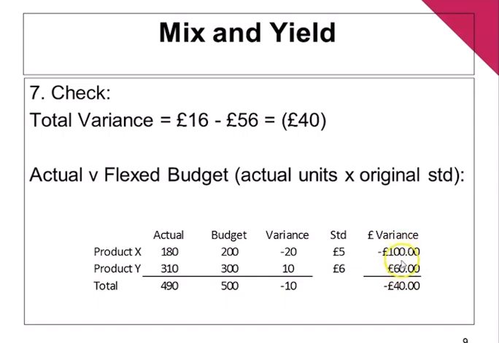You can see that what that's saying is that we've not sold enough X's, and we've sold more Y's, but we're still losing money because we didn't sell as many X's as we should have done. So it does look like we've concentrated more on Y than we should have done, and that has cost us overall, and that's backed up by the mix and the yield calculations.